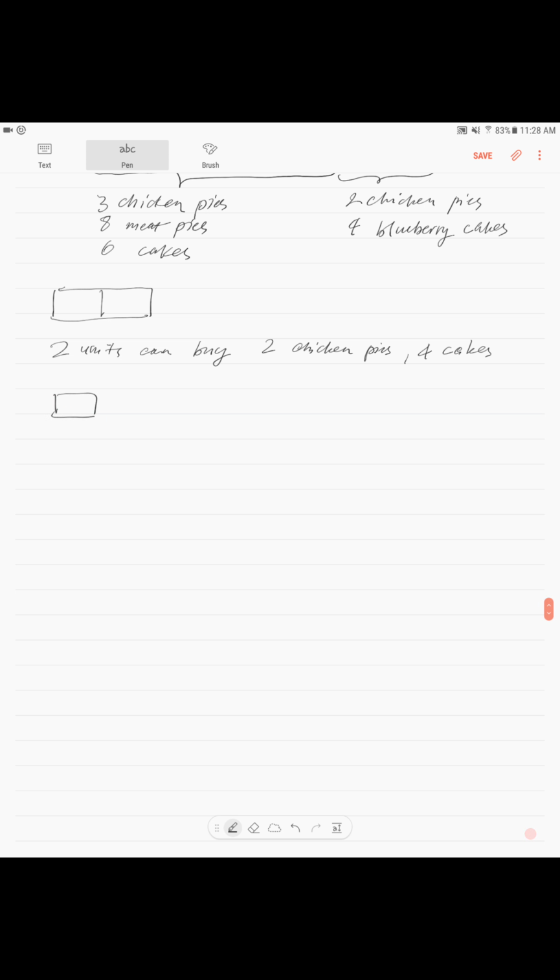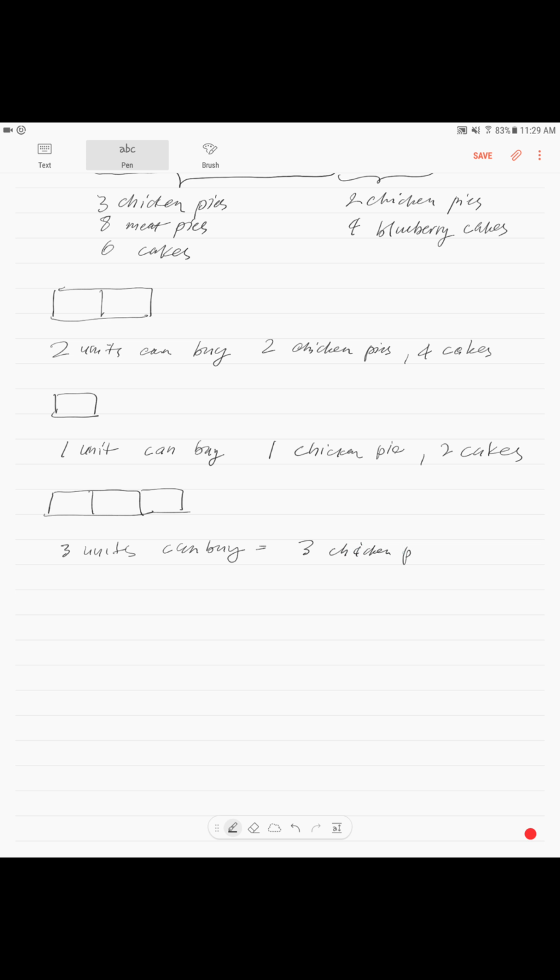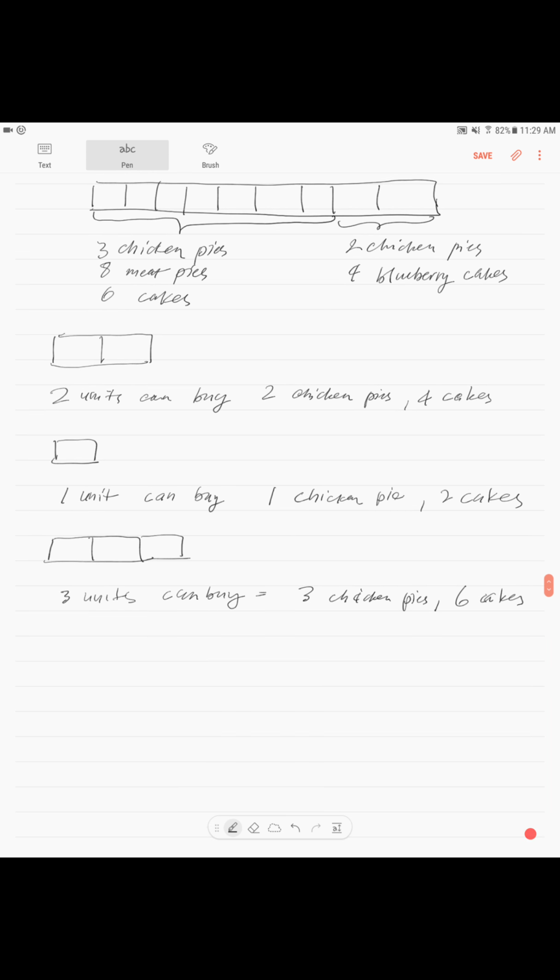So 1 unit. How much can 1 unit buy? 1 unit can buy half as much. It's going to be 1 chicken pie and 2 cakes. All right. We keep thinking. So we have 3 units, let's say. What can I buy with 3 units? 3 units can buy 3 chicken pies and 6 cakes.